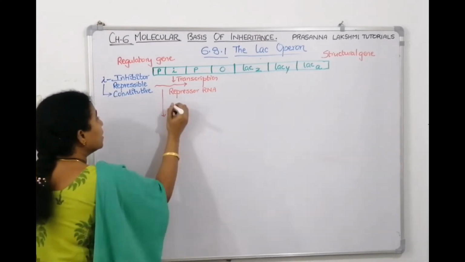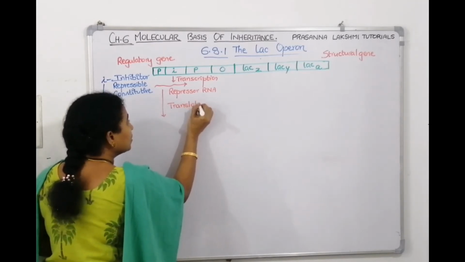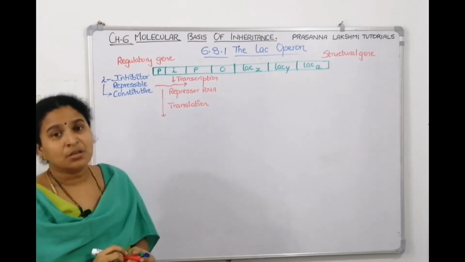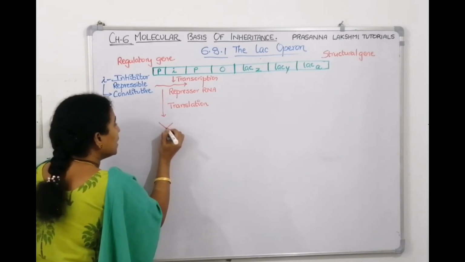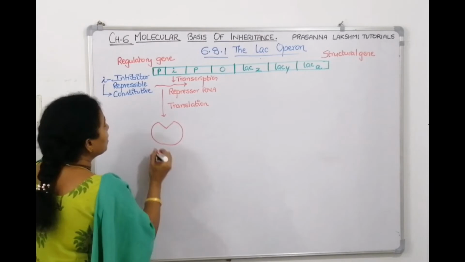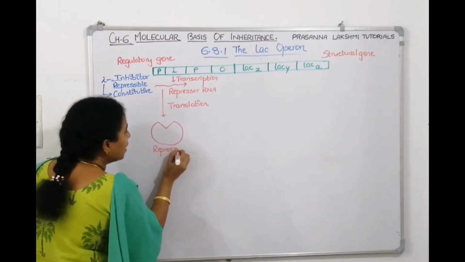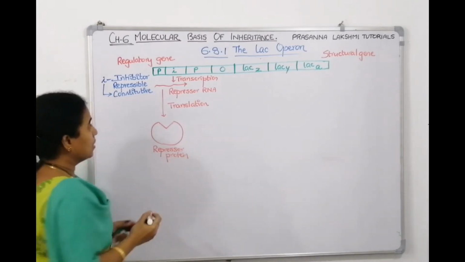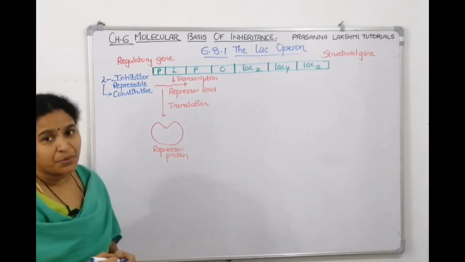You also know that the RNA undergoes translation to make a protein. So the repressor RNA undergoes translation to make a repressor protein. The protein is called repressor protein.